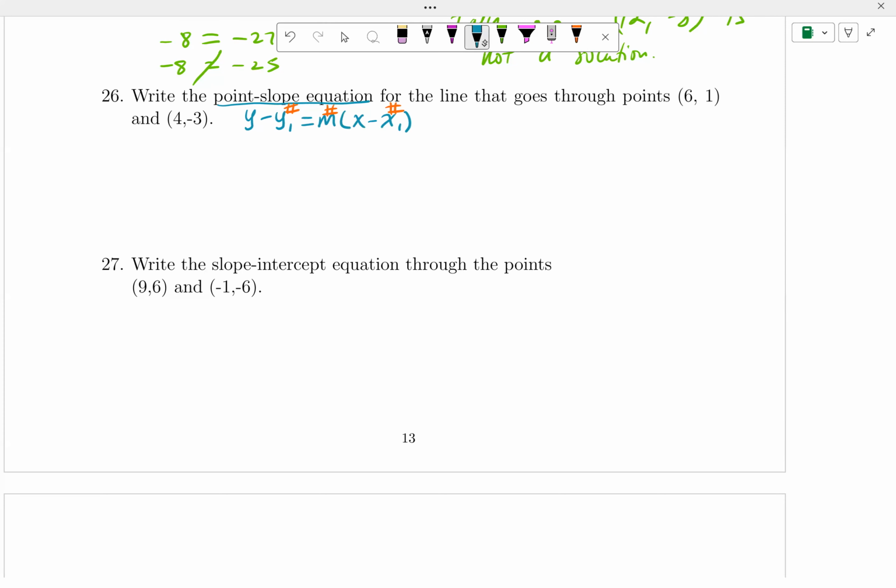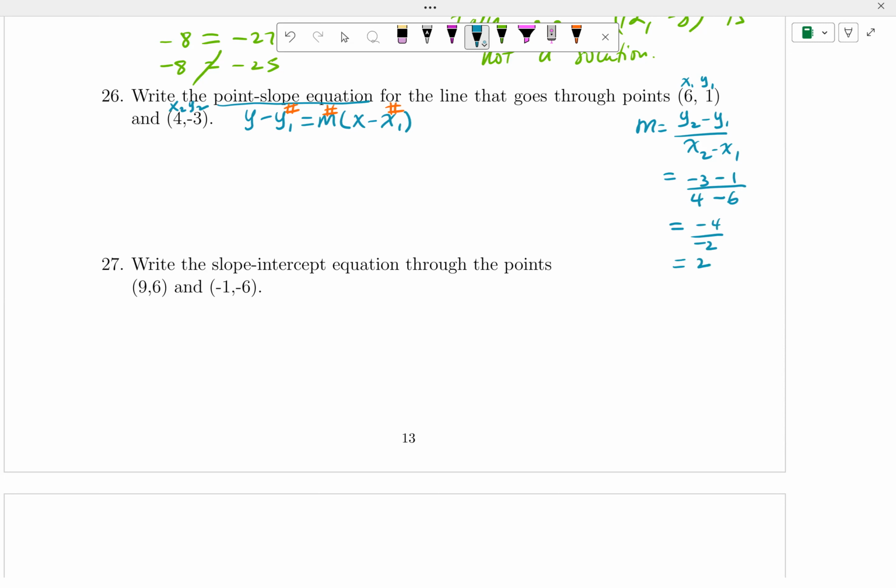To find m, finding slope has its own formula, y2 minus y1 over x2 minus x1. So you have points given to you, (6, 1) and (4, -3). I'm going to label these x1, y1, label these x2, y2, so I'm not going to make any silly mistakes. So my y2 is a -3, my y1 is a 1, so over my x2 is a 4, minus my x1, which is a 6. I'm going to simplify this. I'm going to have -4 over -2. So the slope for us is a 2.